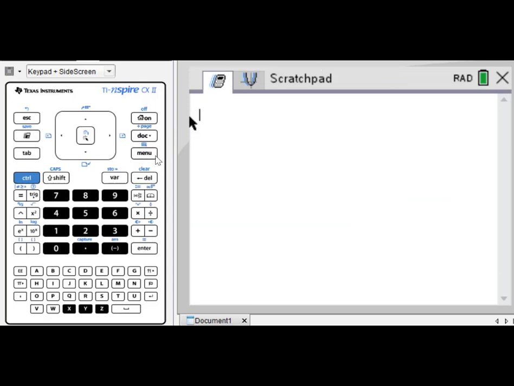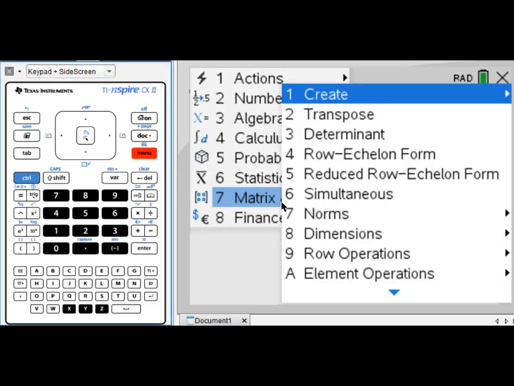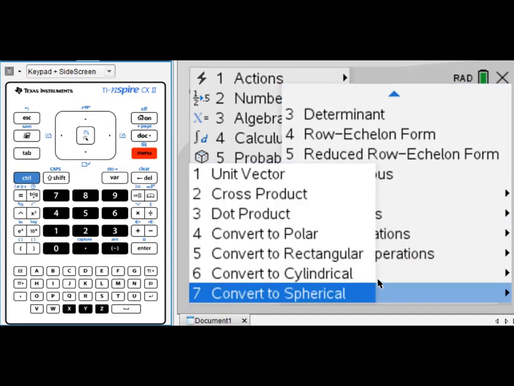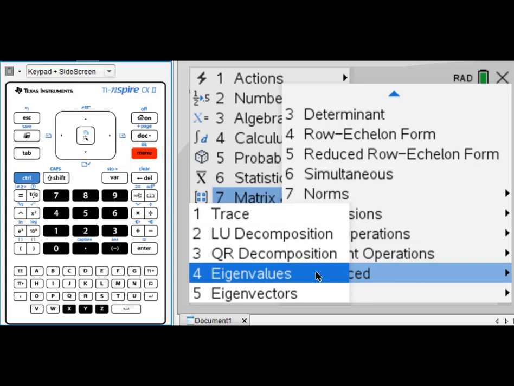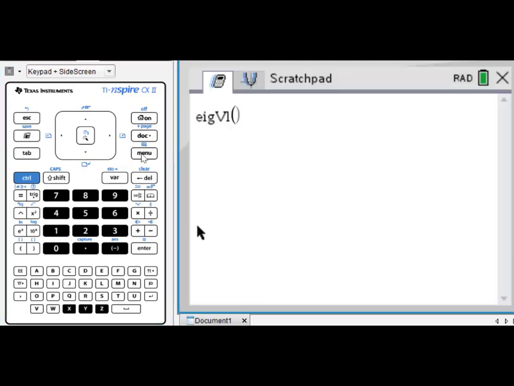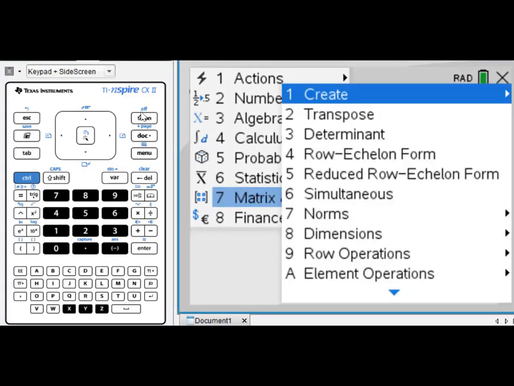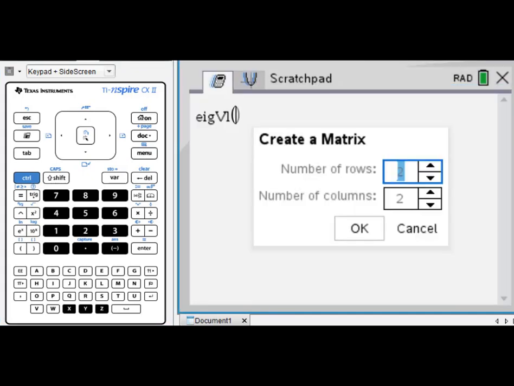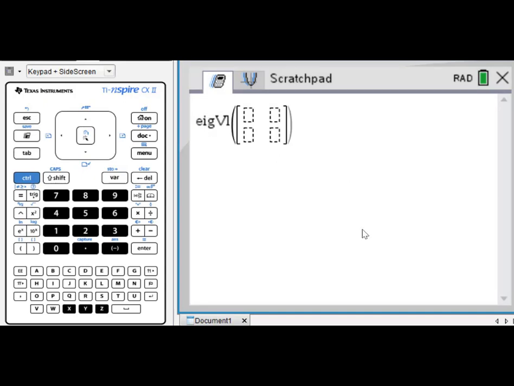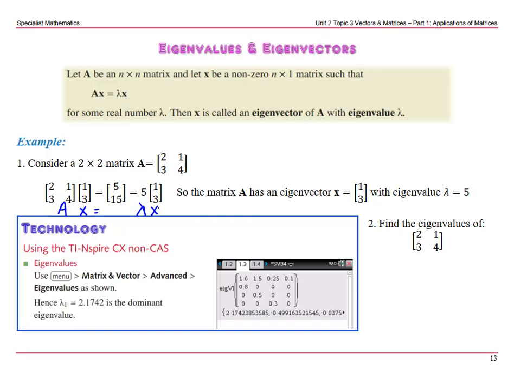So to calculate the eigenvalue, you go to Menu, Matrix and Vector. You want to go down to Advanced, Eigenvalues. Then you insert your matrix. If you've already defined it, you could just put in the variable where it is. We haven't defined it. It's a 2 by 2. Put in our values, so 2, 1, 3, 4. And we get two eigenvalues, 1 and 5. So from our calculator, we had two eigenvalues, lambda 1, which is 1, and lambda 2, which is 5.